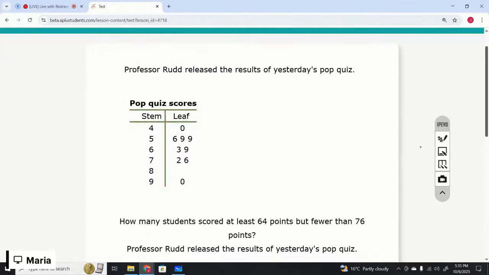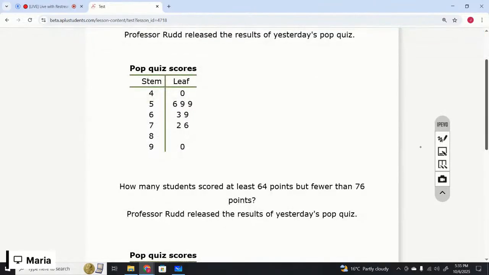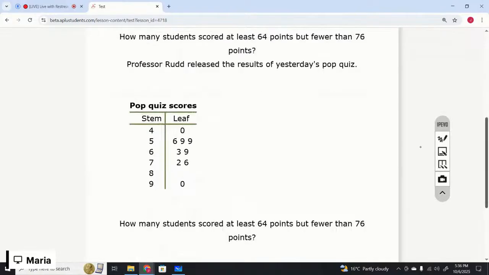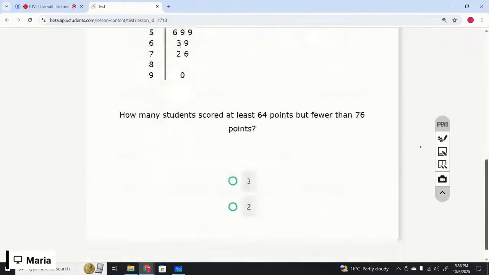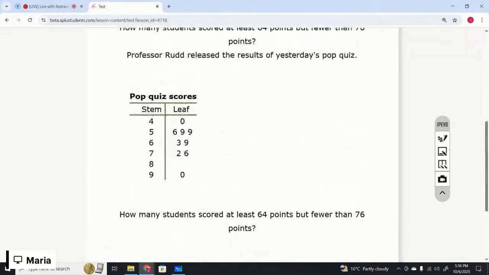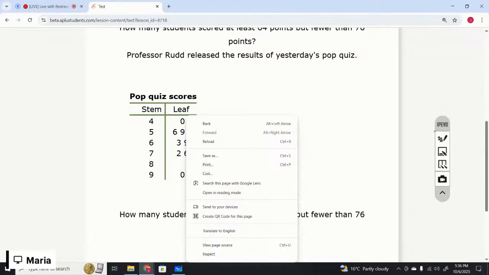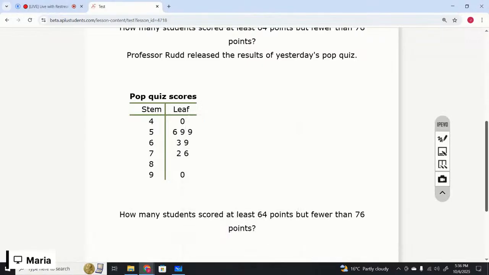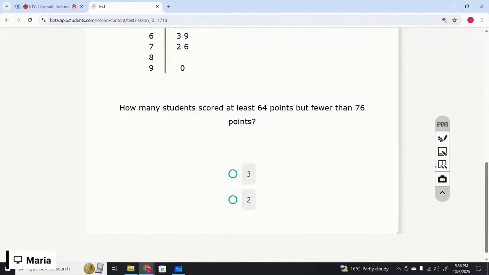Professor Ruth released the results of yesterday's pop quiz. How many students scored at least 64 points but fewer than 76 points? At least 64 but fewer than 76. At least means including 64, but 76 is not included. Only two, 64 and 69, because 63 is not in the counting. That is only two.